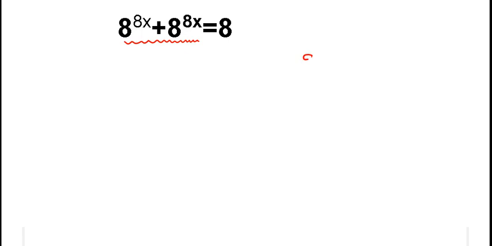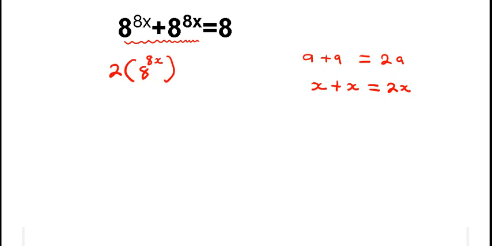If you have a plus a, the answer will be what? 2a. That is 2 multiplied by a. If you have x plus x, the answer is going to be what? 2x. So here we have 8 raised to power 8x plus 8 raised to power 8x. Is that going to be what? 2 multiplied by 8 raised to power 8x. I hope that is understood. Then it's equal to 8.